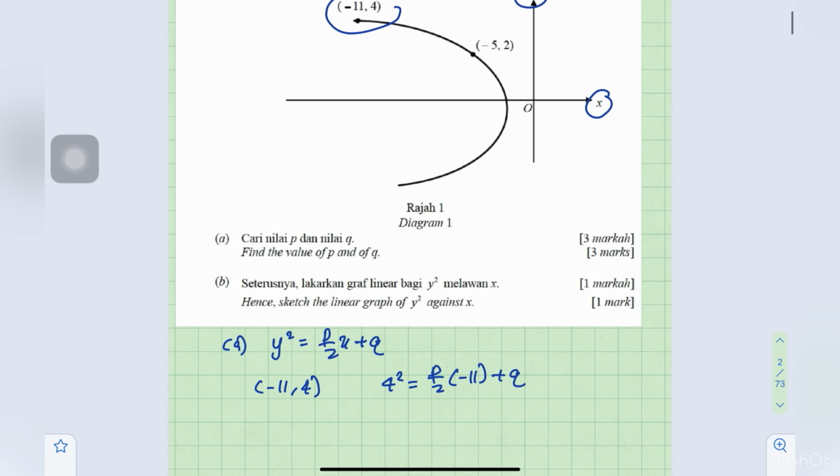Okay, we simplify. We get 4 to the power 2 is 16, times 2. Here we simplify by multiplying with 2. So, 32 equals negative 11p plus 2q.